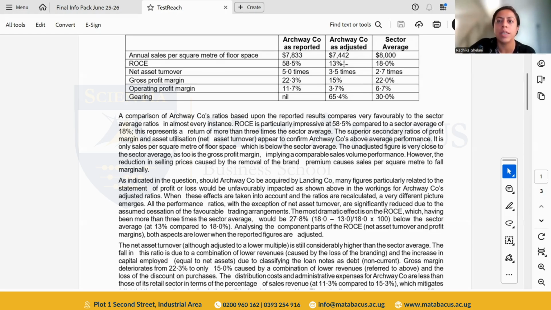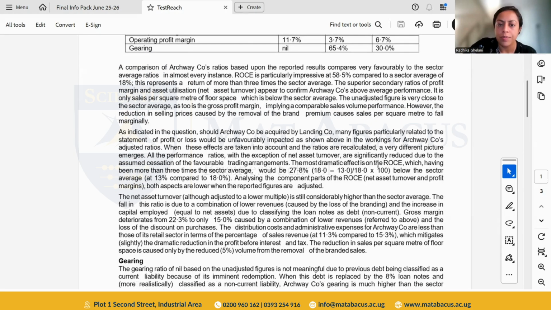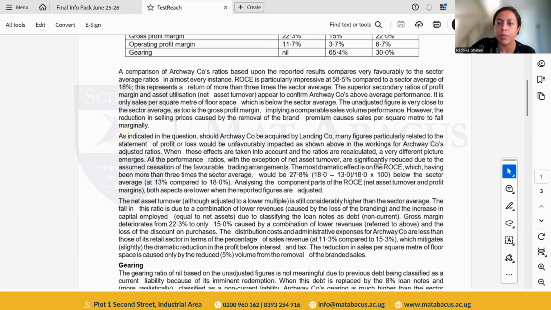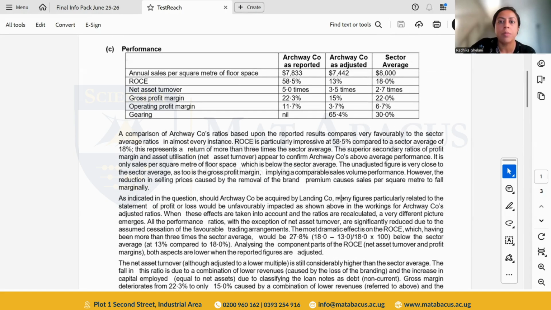and the most dramatic effect is seen on the ROCE. It fell from 58.5% to 13%, as we can see. Originally, it was 3 times the sector average, and now it's fallen even below the sector average of 18%. So this is quite bad. And when we analyze the individual breakdowns of the ROCE, both again are lower than the sector average.